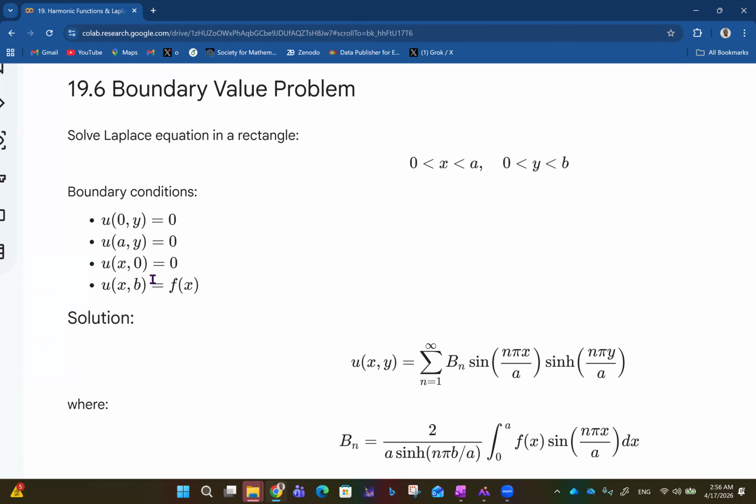So the key takeaways from all we have done here is that harmonic functions satisfy the Laplacian of u equals 0, and they represent equilibrium states. So values are smooth and stable, and boundary conditions determine the solution completely.